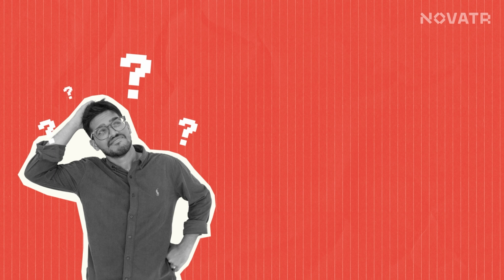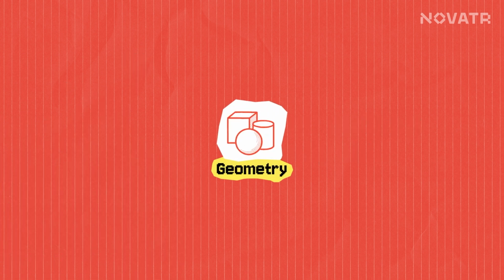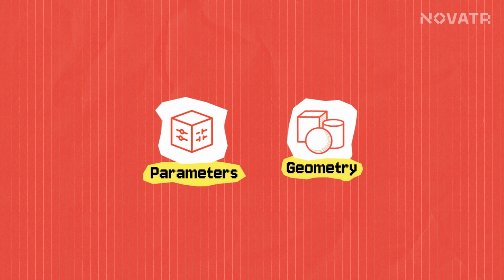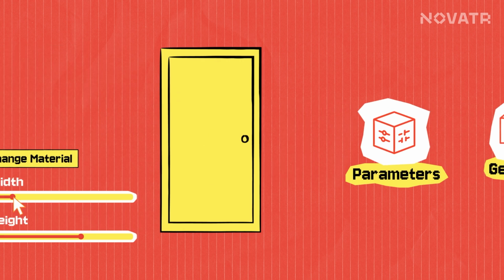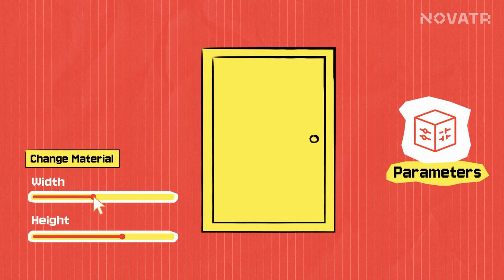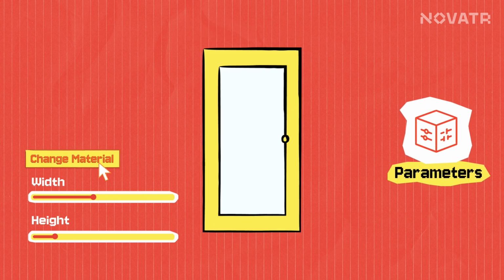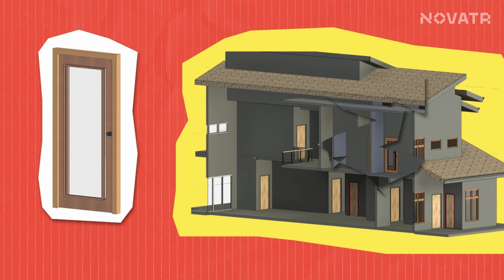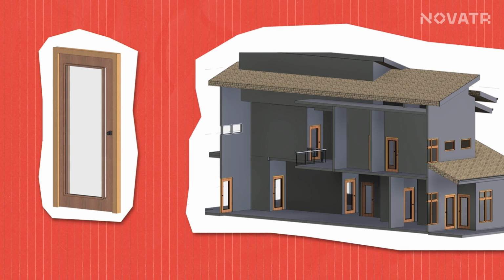Now, what makes a family tick? Inside each family are the things that define how it behaves. Geometry, which is the actual 3D shape. Parameters, which are the values that control its size, materials, or other properties. For example, one door family can stretch to different widths, change heights, or switch between wood and glass, all because of its parameters. Parameters are what gives Revit its intelligence. Change one value and your model updates instantly. That's how you keep consistency without redrawing everything.